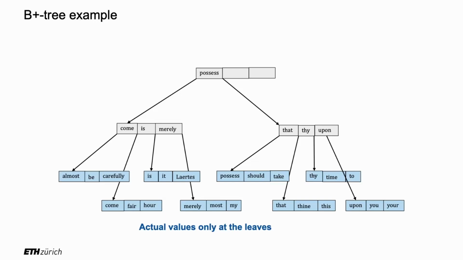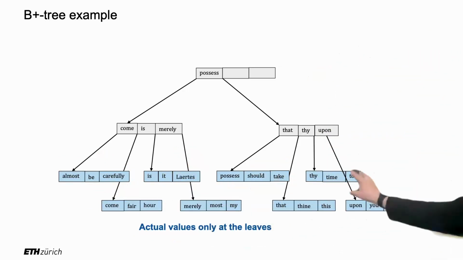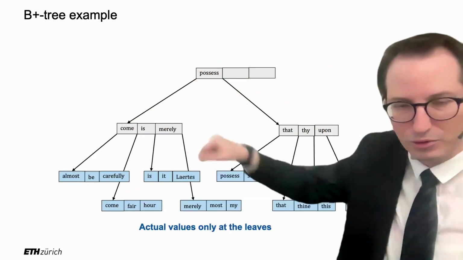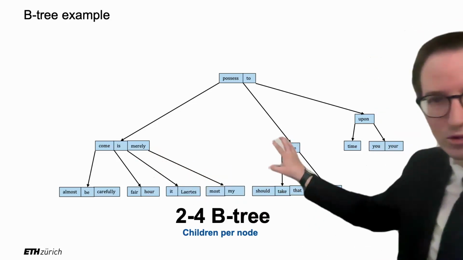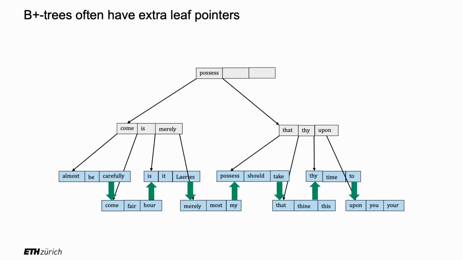All right, so again, I insist for B plus trees, the colors of these values at the very bottom are different because these are the actual values that come from the table. And these here are only in order to look them up. All right, so this is another example where the allowed number of children per node is between 2 and 4. And you can check that it's 4 here, it's 2 here, it's 2 here, and it's 3 here. So it's all good.